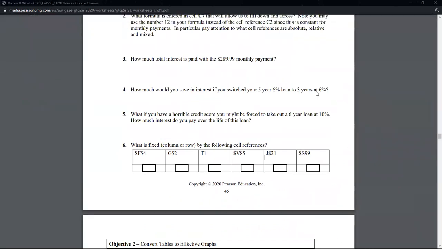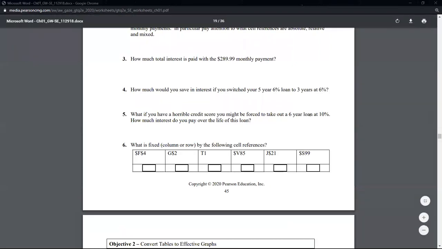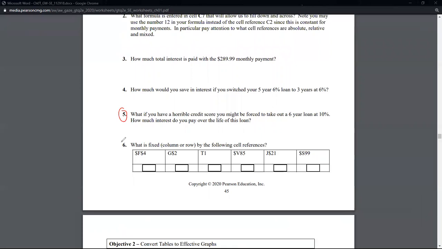Question 5. What if you have a horrible credit score? You might be forced to take out a 6-year 10% loan. How much interest do you pay over the life of this loan? So number 5 and number 6 are going to be discussion boards.